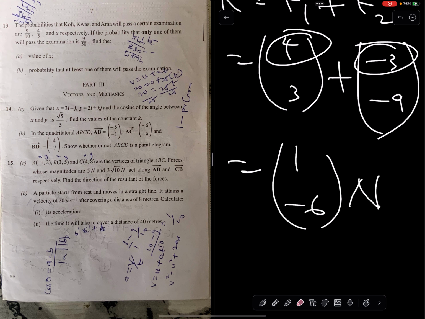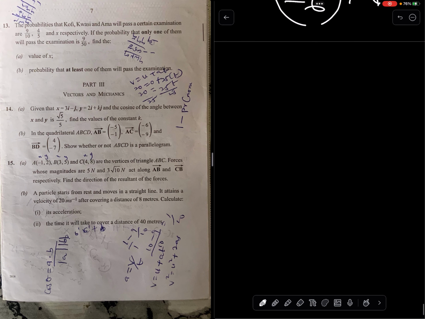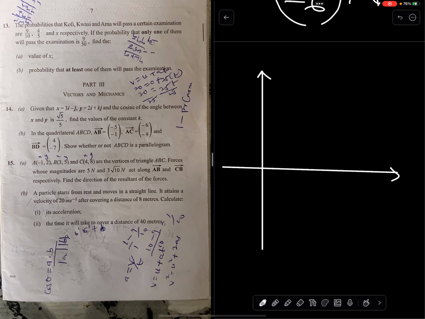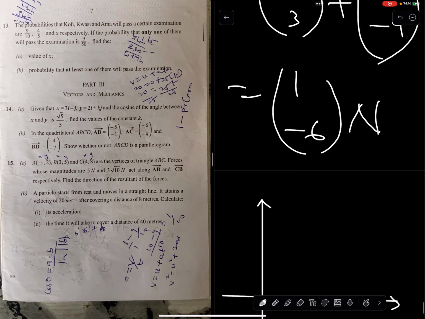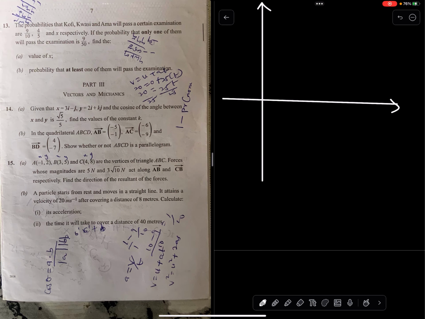That's the resultant force. So how do we find the direction of that resultant force? I can sketch that this way just to make it easier. That's the horizontal axis and this is the vertical axis. It is (1, minus 6), so it is going to be on the negative y-axis. So that simply means this is 1 and this is minus 6. Of course, this is the right angle. This is the angle it makes with the positive x-axis.